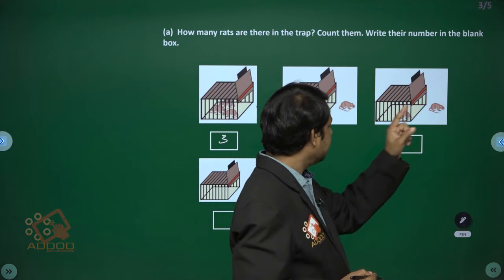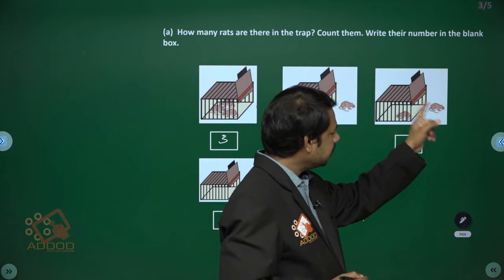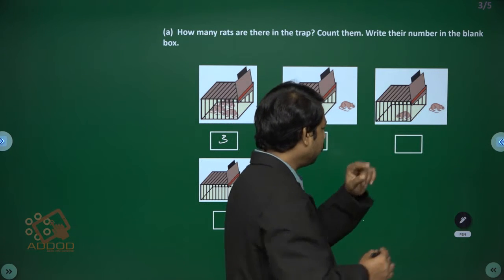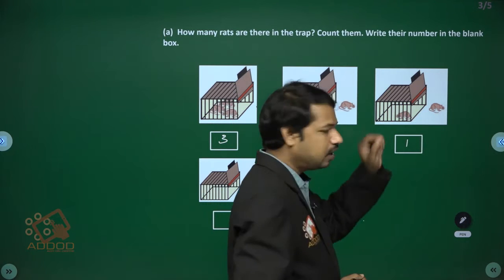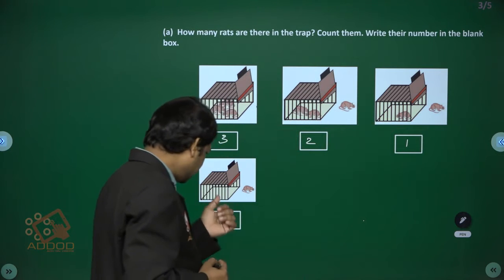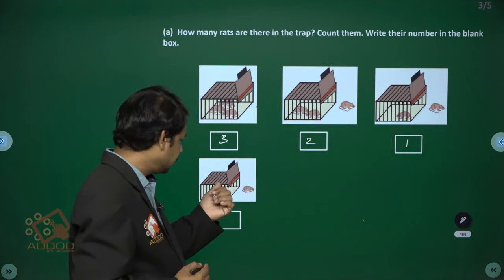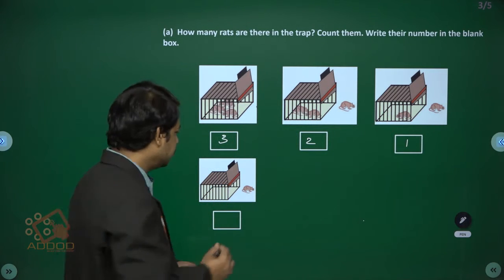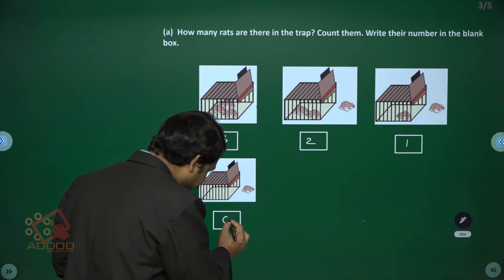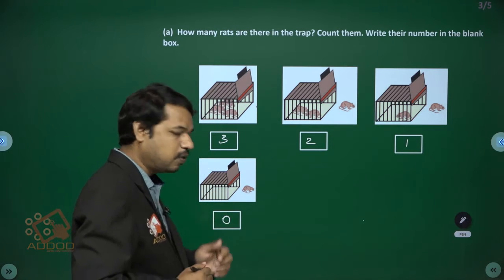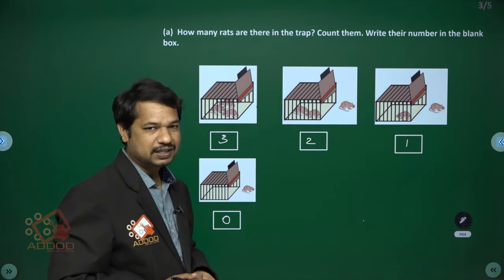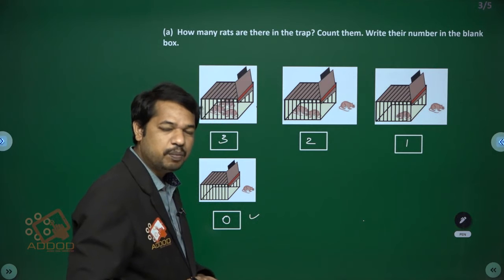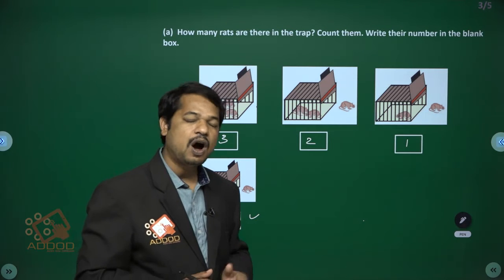Here one rat is left from these 2 rats. So there is 1 rat in the box. Here no rats. This trap has no rats. So this is 0. This box has no rats. So write 0. That means 0 means we haven't any objects.